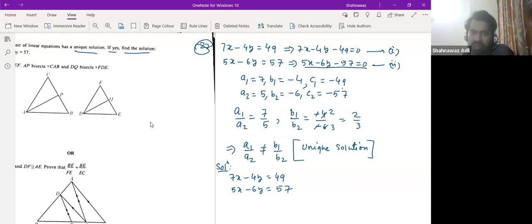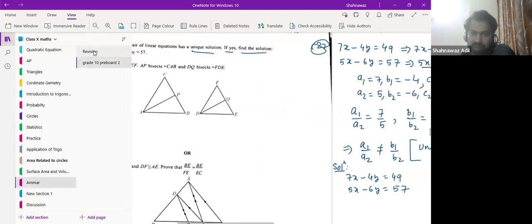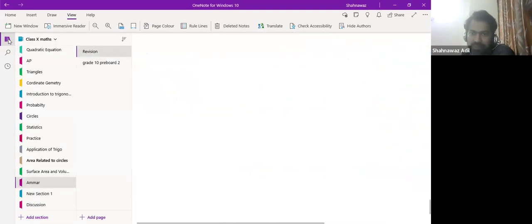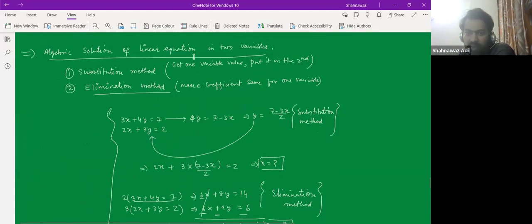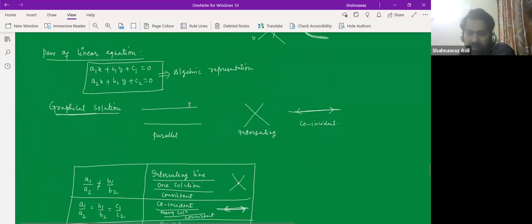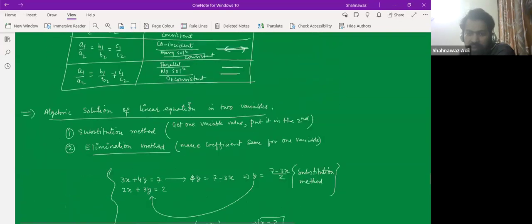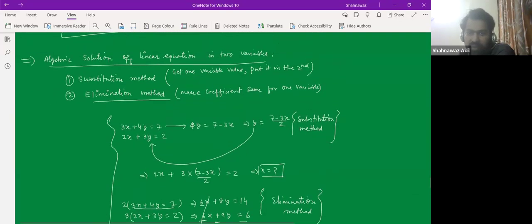What were the methods we studied? Linear equation, right? So what were those methods? What were those methods? These were those methods, right? Yes. This is how we solve the linear equation in two variables, right? This is how we solve them.